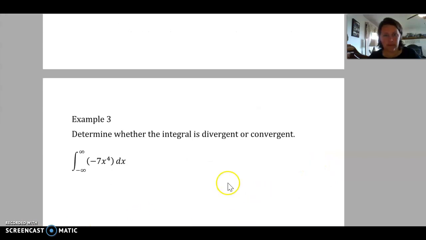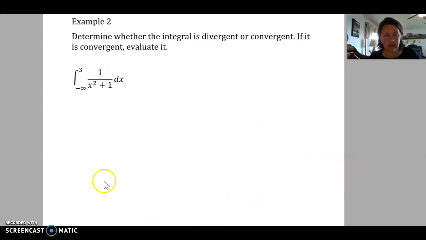Okay, I think we skipped an example here, so let's go back to 2. There we go. All right, okay, try that again. Sorry, I think I hit the wrong button.